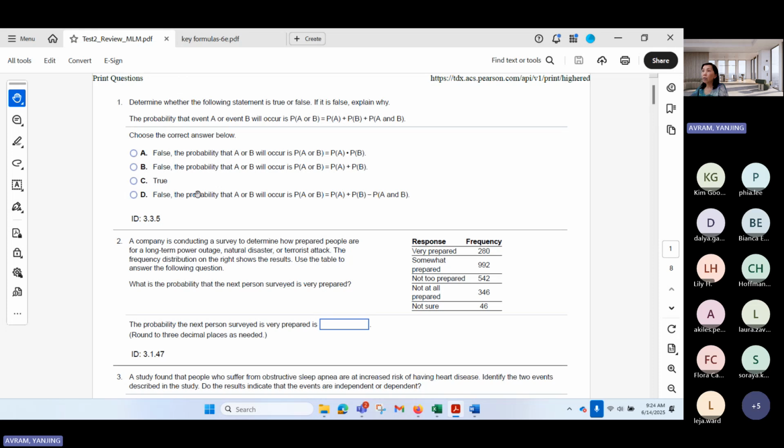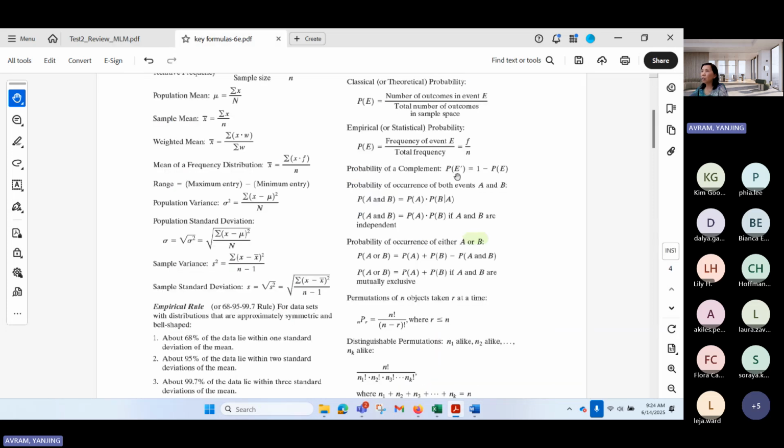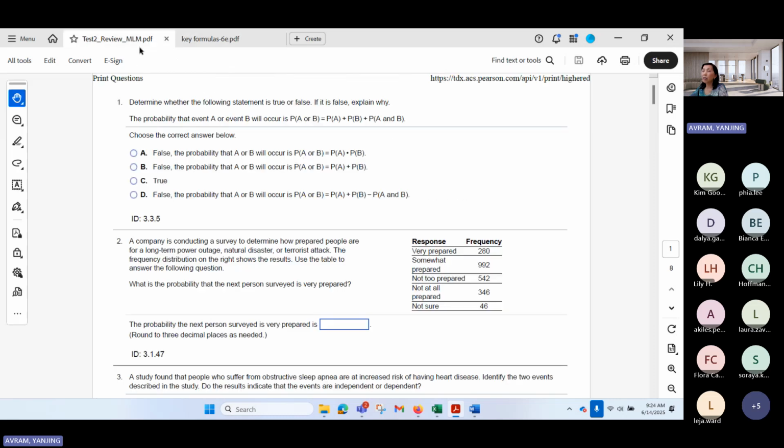All right. So which one? The probability A or B will occur is this one. Okay, so this should be minus, not plus. All right, this one should be minus in here. So the A or B occur should be this one, should be D. Okay, not this one. Even if you just look at the formula sheet, there's a formula right here. So that one should be really easy to identify.